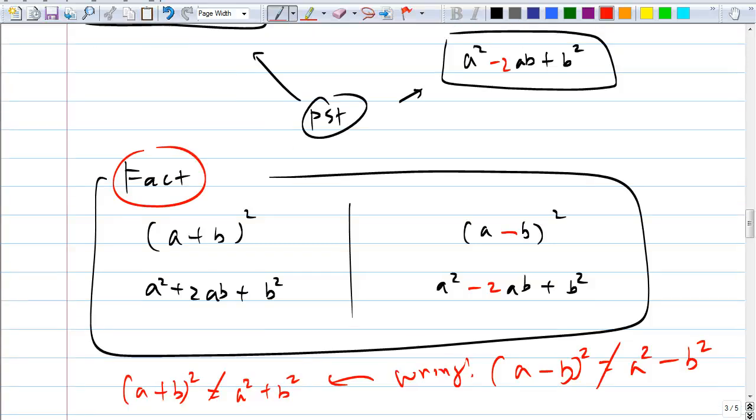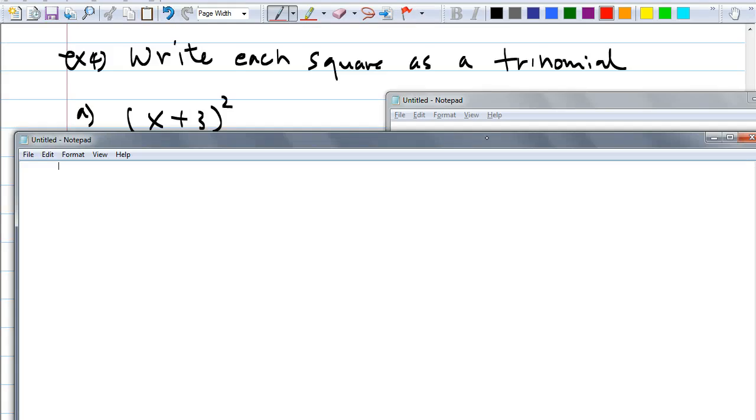Any question? So knowing this, we're going to do some examples, because on your homework tonight, they're going to ask you to do something with this shortcut. Let's move on to the next example. Let's take a look at example 4. It says write each square as a trinomial. Of course, x plus 3 squared. That's a square of a binomial. What do I get when I multiply x plus 3, the whole thing squared? We could actually multiply this out, we all know how to do that. But could we use that shortcut that we just learned?